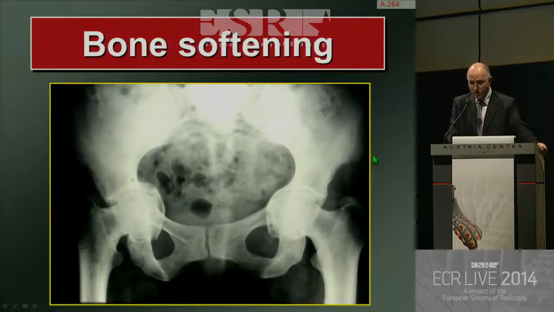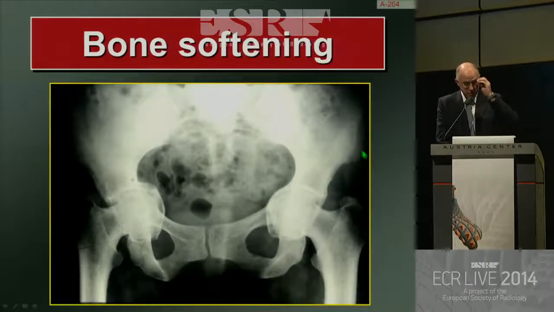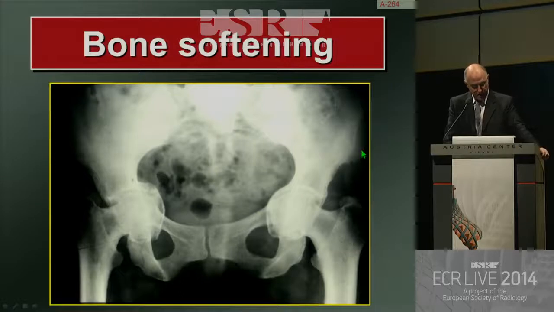Bone softening is also a problem. I have to say we don't see much of this these days because of the disease-modifying drugs that are being employed, but sometimes we do. We still see them in older patients. Basically, the bones become soft, and you have bilateral protrusio acetabuli, and the same thing, by the way, happens in the shoulders.